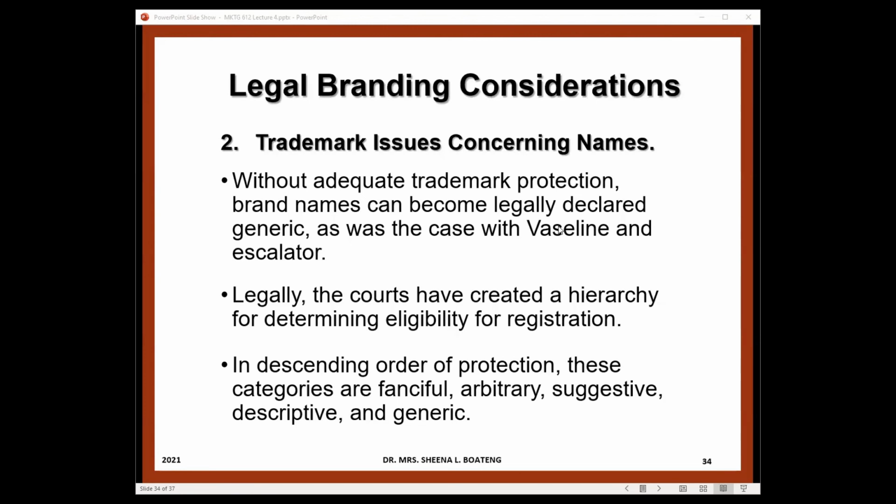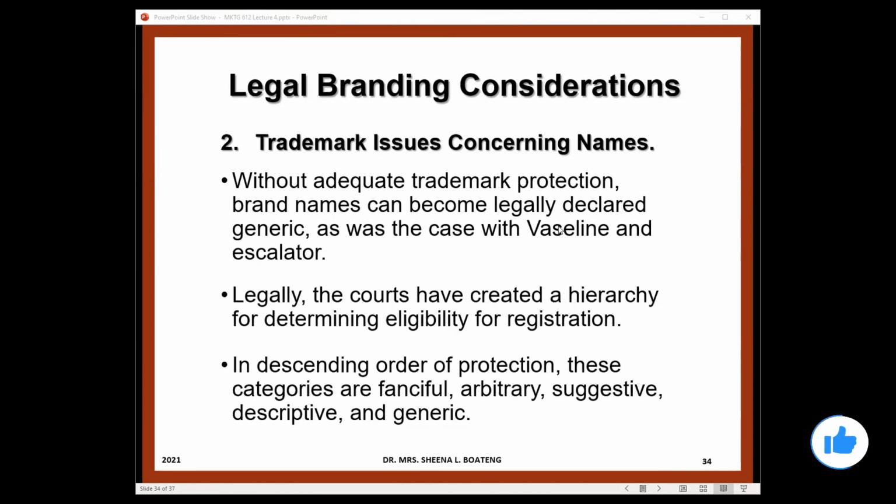The same goes for escalator. When you hear escalator, you just think it's a generic name for the stairs that go up and down, isn't it? Yes, Doc. Good, but it did not start out as generic. It was an actual brand name that a manufacturer gave to a product that they created.